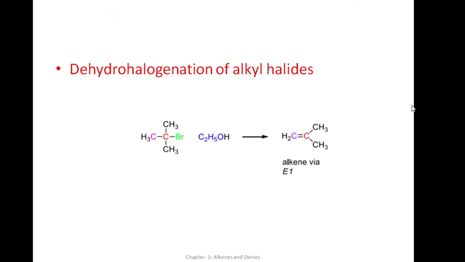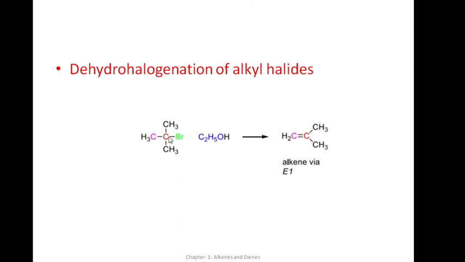The next method of preparation is dehydrohalogenation of alkyl halides. Dehydrohalogenation means you have to remove a hydrogen as well as a halogen. This you can do in the presence of a solvent and a slight base. You need one base here. When you add a base in the presence of a solvent, it is going to remove an alpha hydrogen atom. This is Br. This is going to leave.